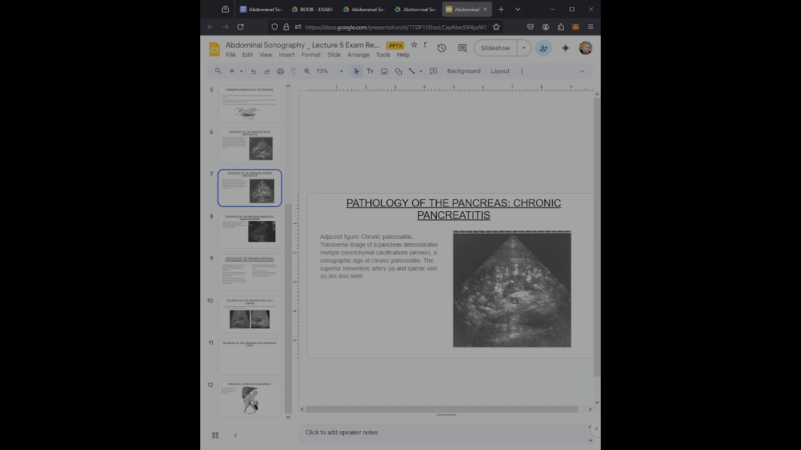Calcifications can be noted throughout the parenchyma of the organ, although they may be confined to the pancreatic ducts, and this in turn can lead to biliary dilatation. So sonographically, we would see a heterogeneous hypoechoic atrophic gland with poor margins. We can see calcifications within the gland and some pancreatic pseudocysts. There would be a dilated pancreatic duct and possible portal splenic vein thrombosis.